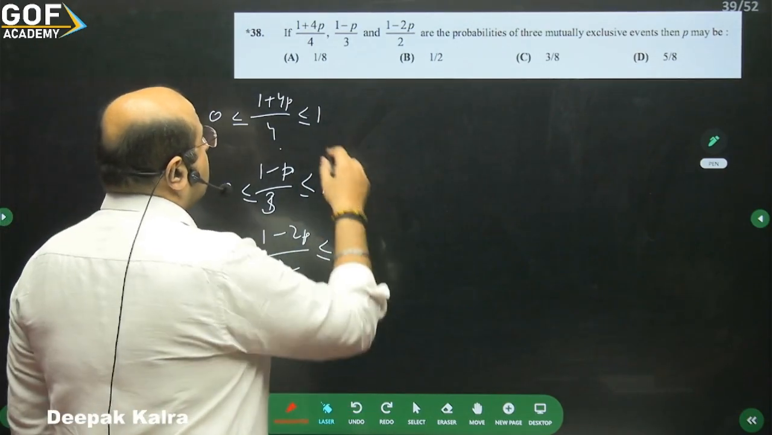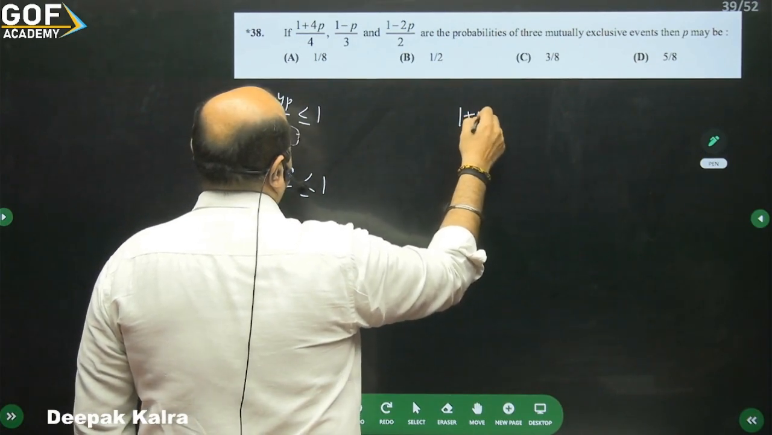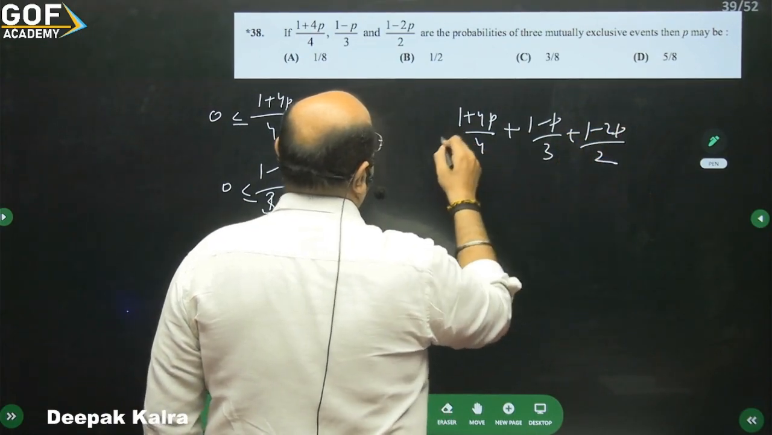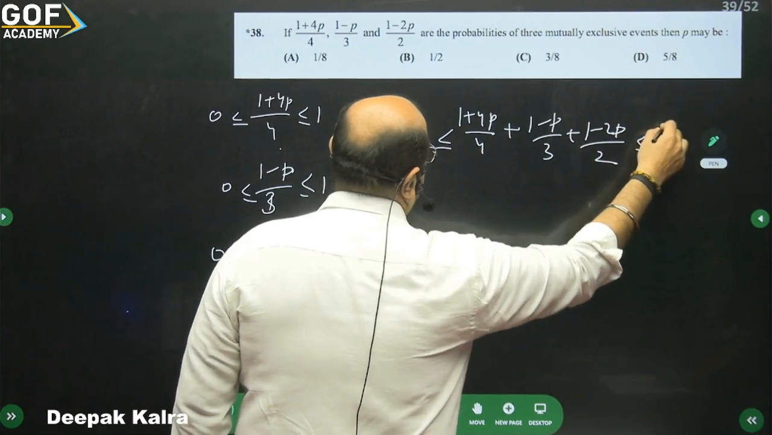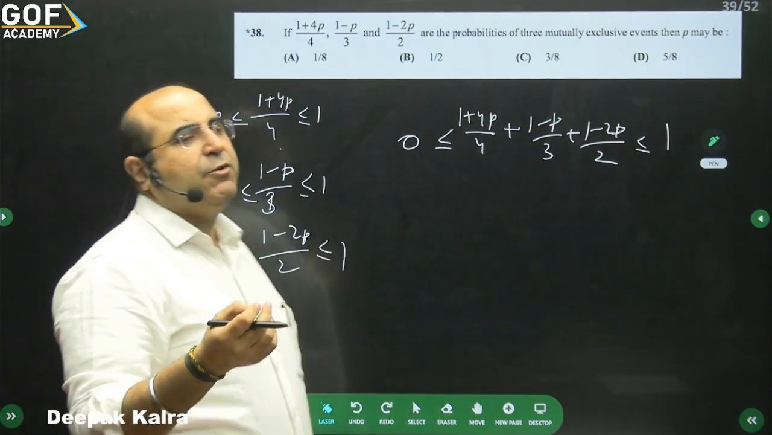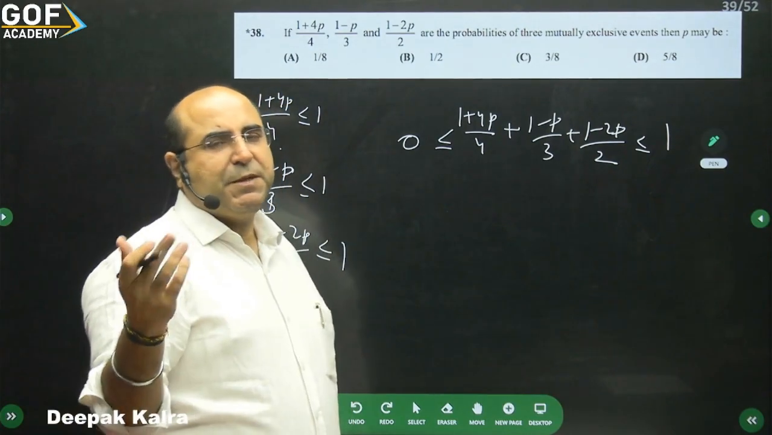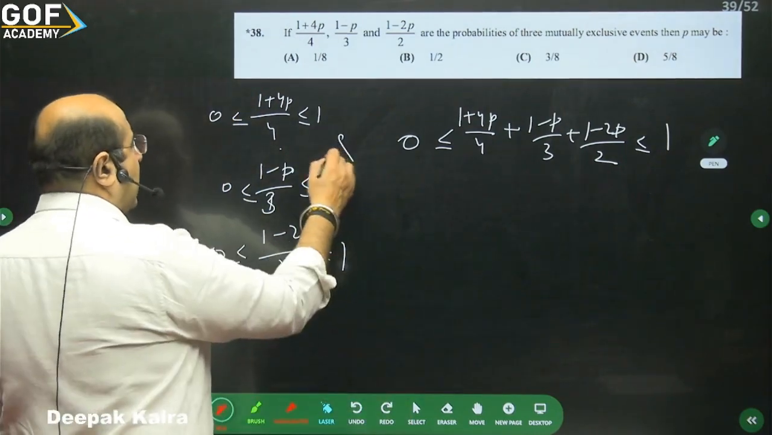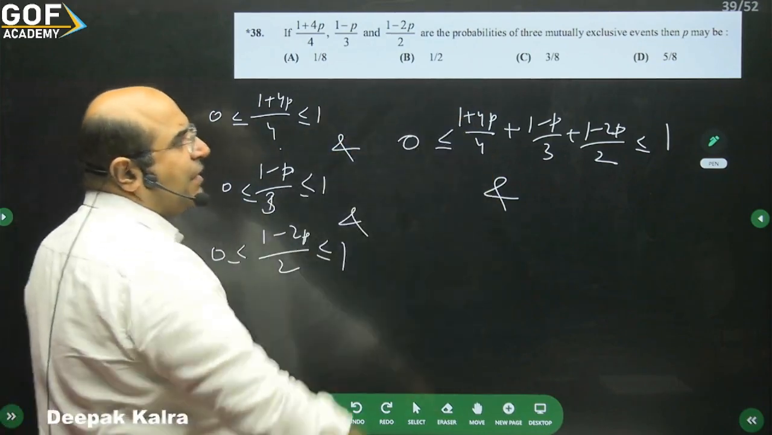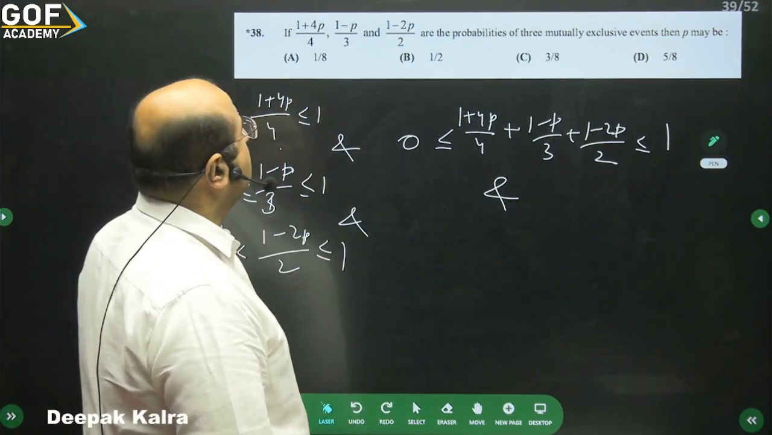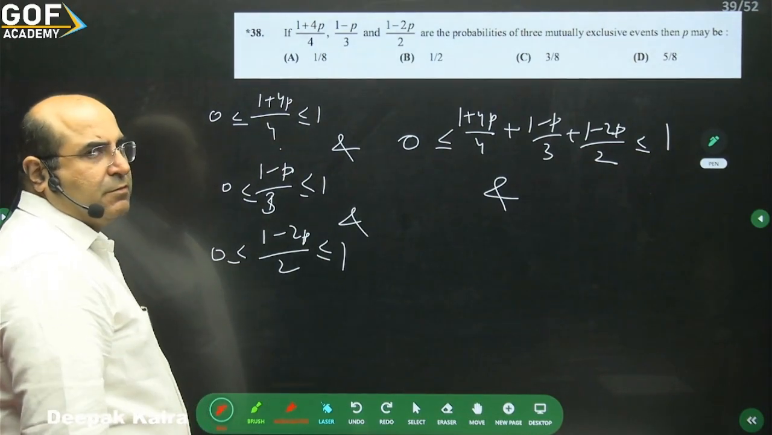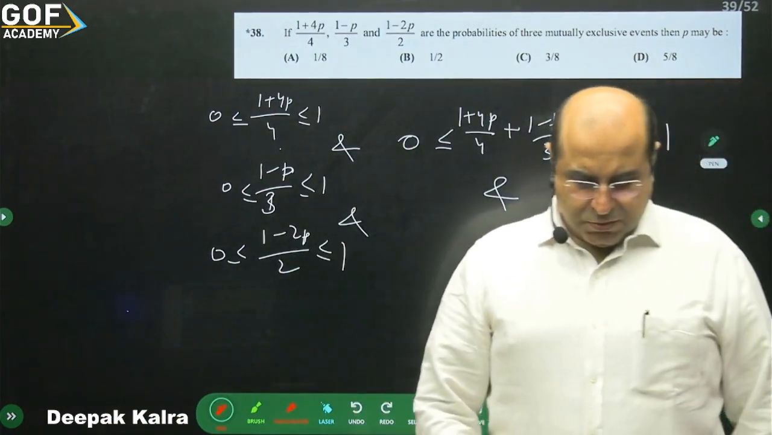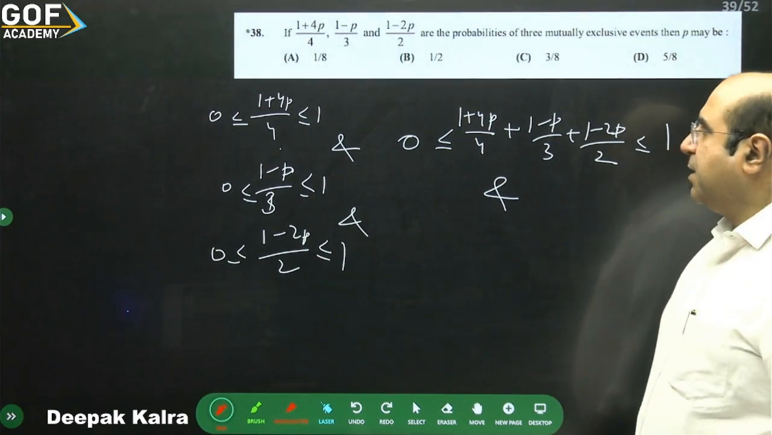Then you have another mutually exclusive one, 1 plus 4p over 4, plus 1 minus p over 3, should lie between 0 and 1, because it is P(A union B union C), which is P(A) plus P(B) plus P(C). Are you getting my point? And the common range of these will be the final answer. You got it? You get the range of P and you have to see which one is going to match with that. The answer is B and D.